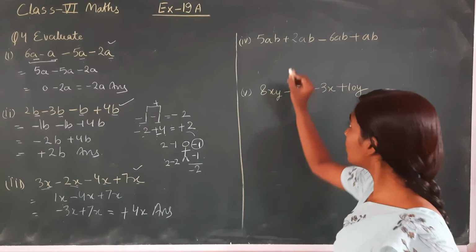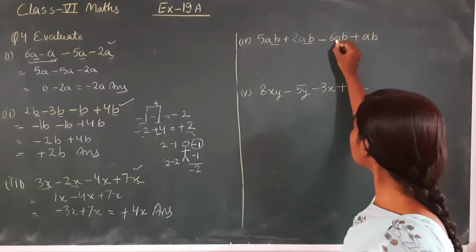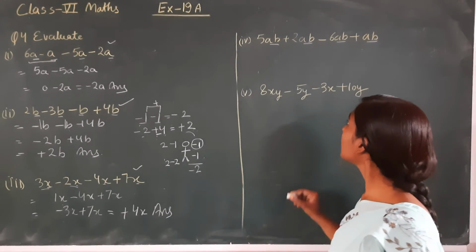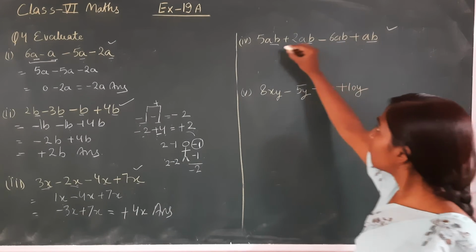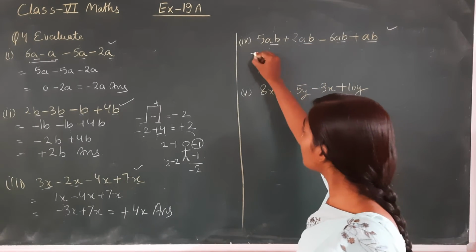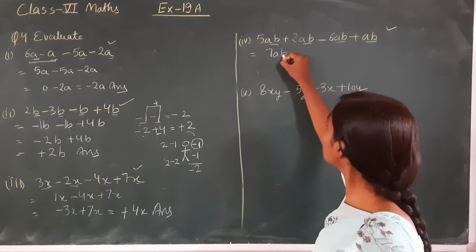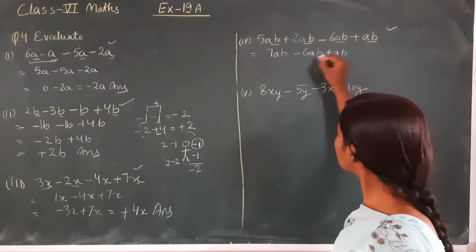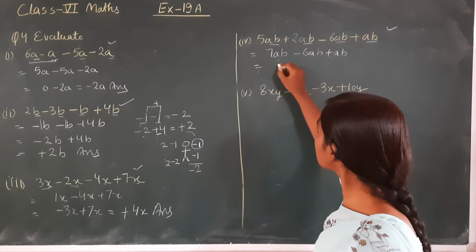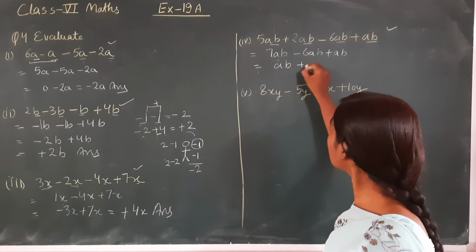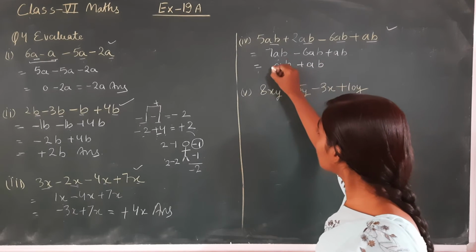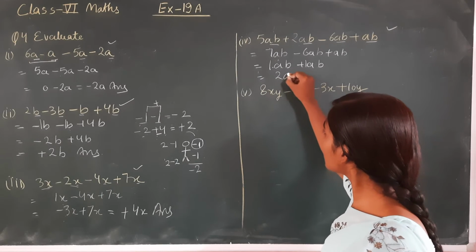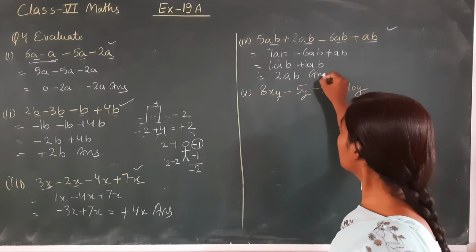Now come to the next one. AB, AB, AB, AB. All have the variable AB, which means they are like terms. 5AB plus 2AB will become 7AB, minus 6AB plus AB. 7 minus 6 is only 1AB, plus AB. Now in front of this nothing is written, means 1 is written. 1 plus 1 is how much? 2AB. This is the answer.